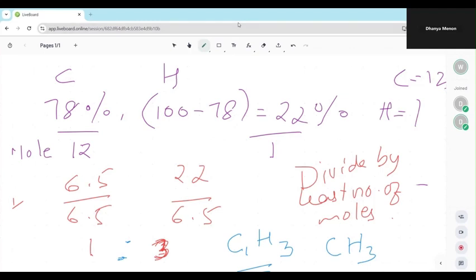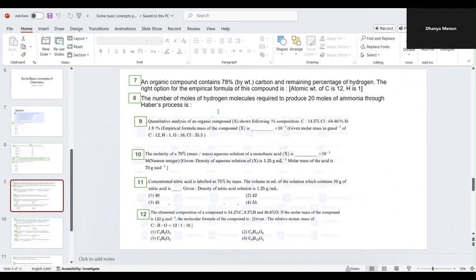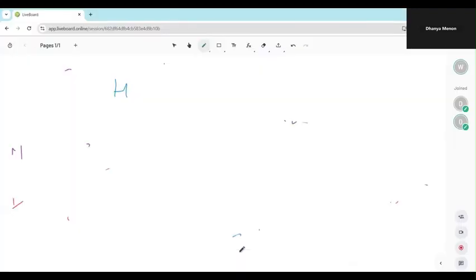Now coming to the next question, question number 8. It's the production of ammonia by something called Haber's process. So don't worry about the name of the process. You will be learning about it. The question asks the number of moles of hydrogen molecule required to produce 20 moles of ammonia through Haber's process. They have mentioned 20 moles of ammonia in the question, and NH3 is ammonia.